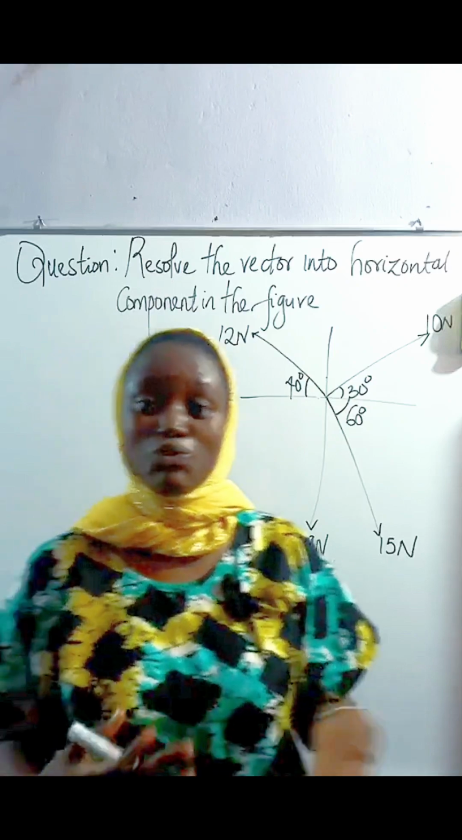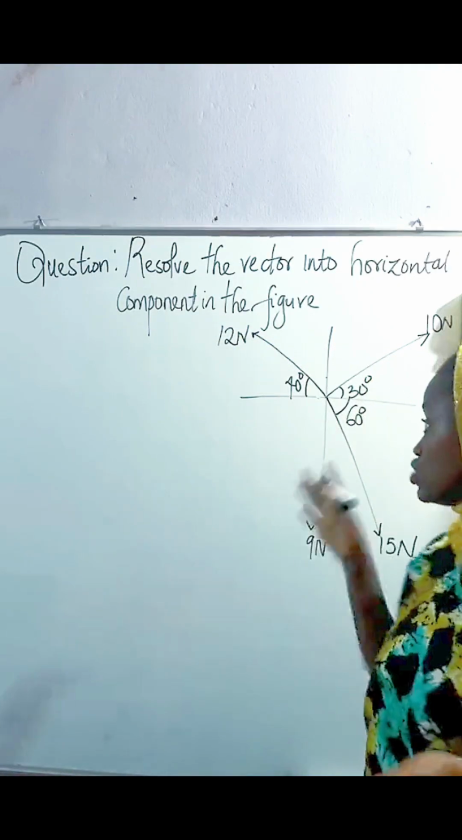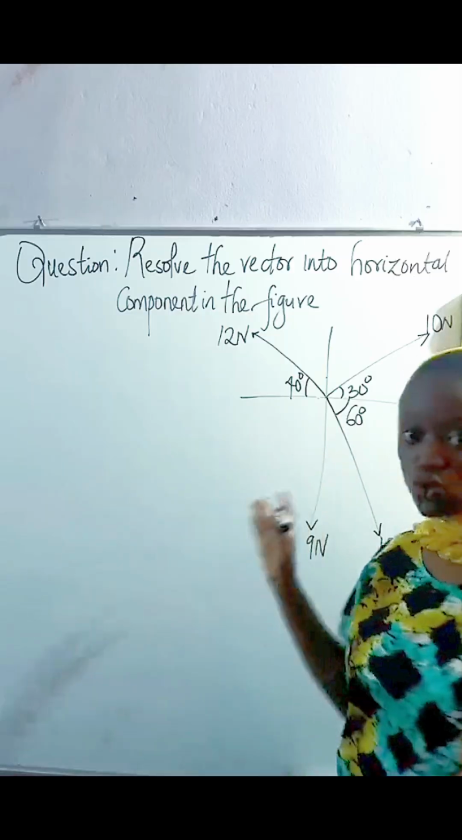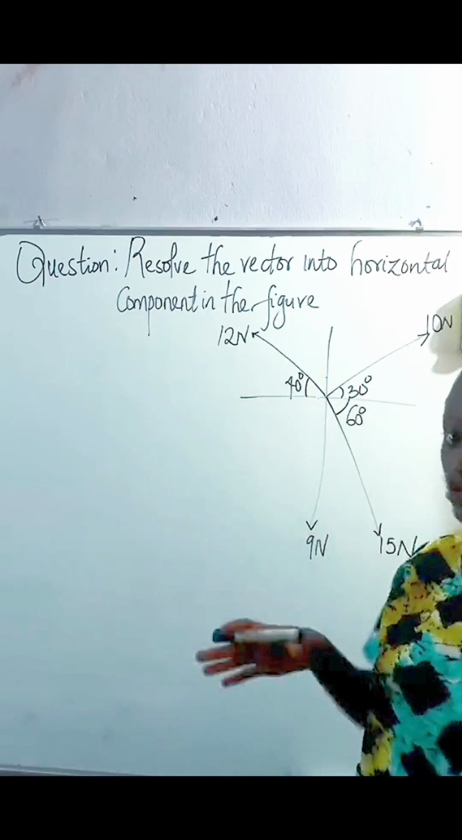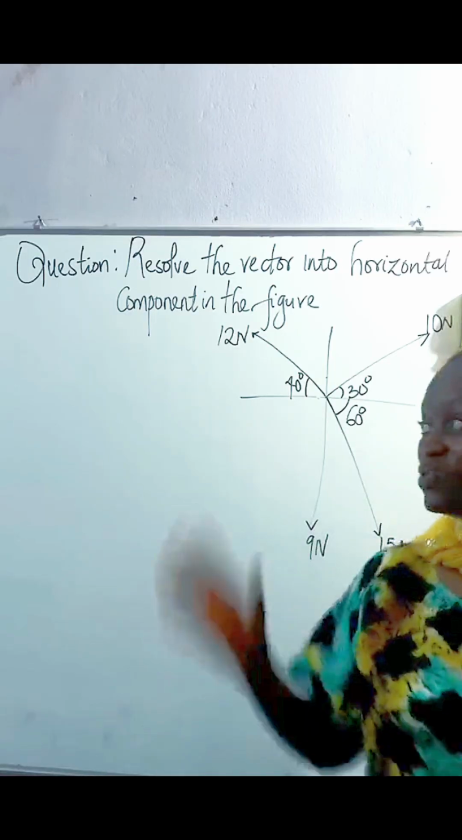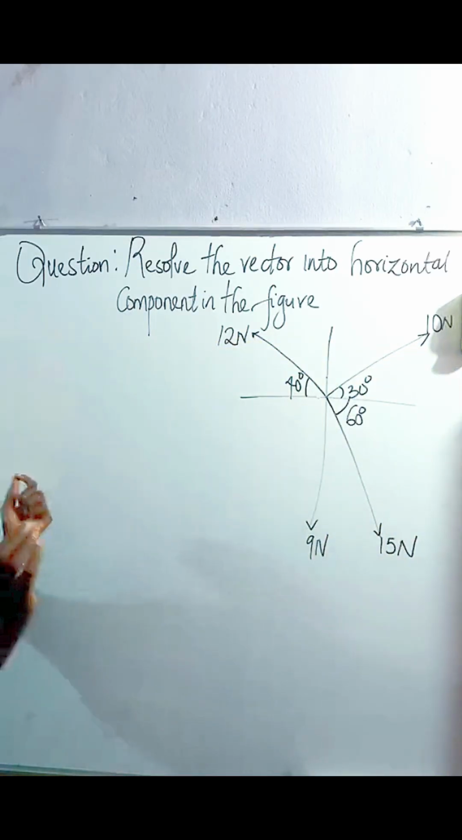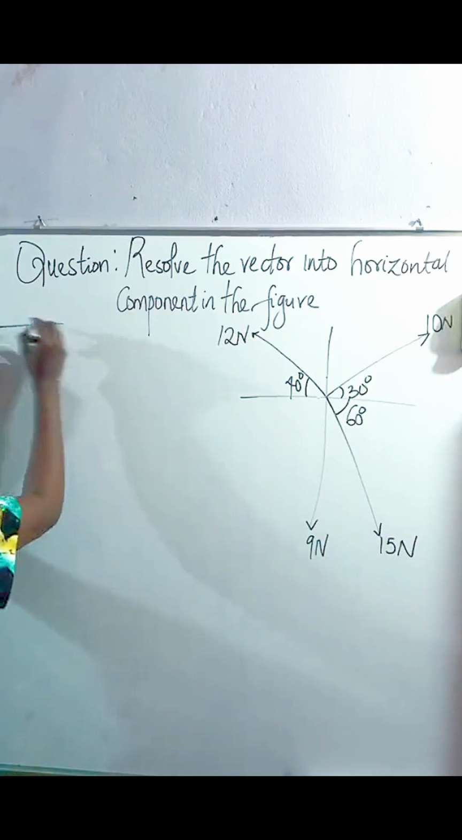In our last class, we resolved a vector into the vertical component. Today, we shall be resolving a vector into the horizontal component using the same example we used in the last class. So let's resolve this vector into the horizontal component. Let's begin. The first step is for us to sketch our graph.